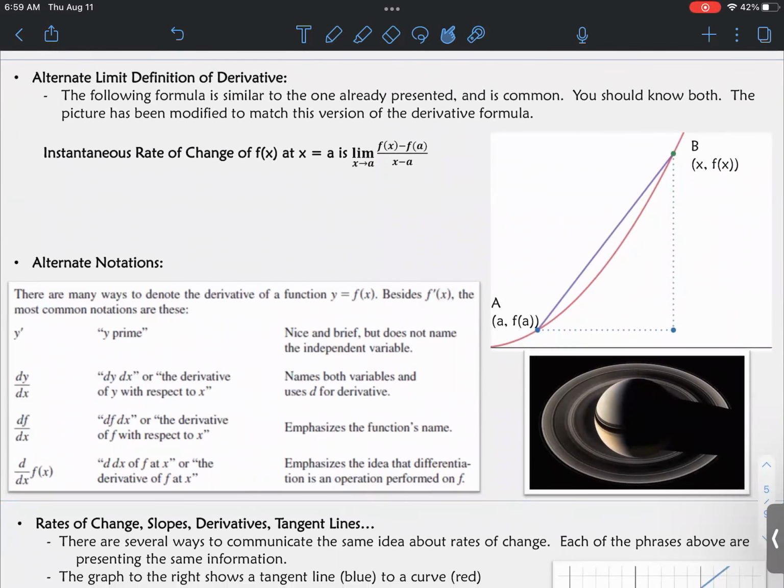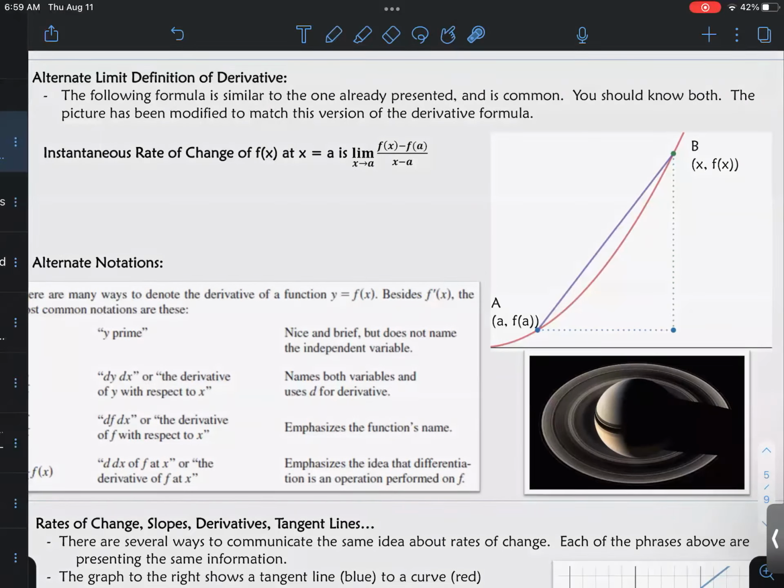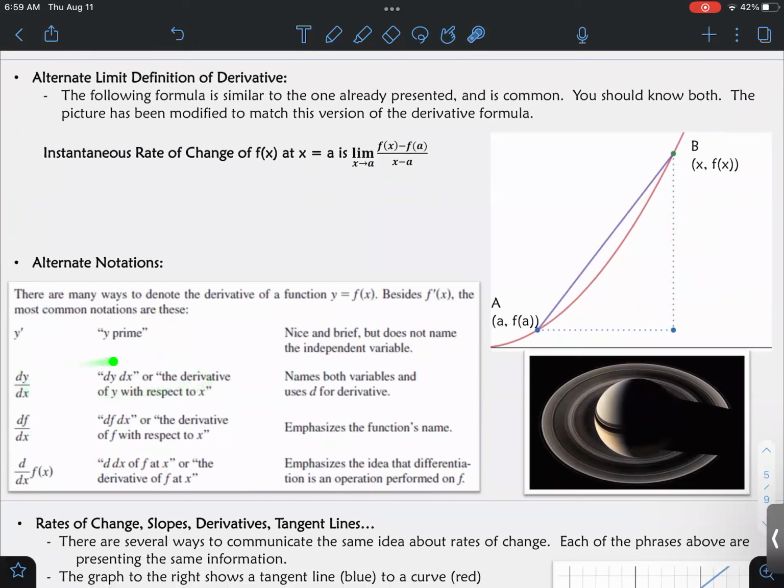Other notations for derivative. F prime works, but it's actually not considered the best notation. It's not quite as descriptive. My favorite would be the one that I am hovering over here, or other versions of it. dy dx is considered better because it successfully communicates what you're taking the rate of change of and what other variable it's with respect to. dy dx is derivative of y with respect to x. df dx behaves similarly. Here's yet another way to write that. You should be familiar with all of these.